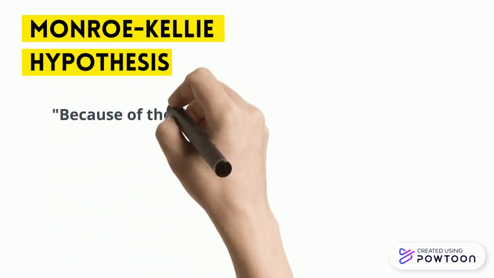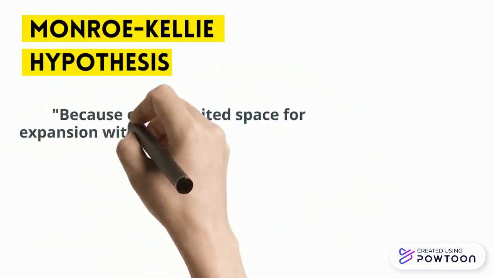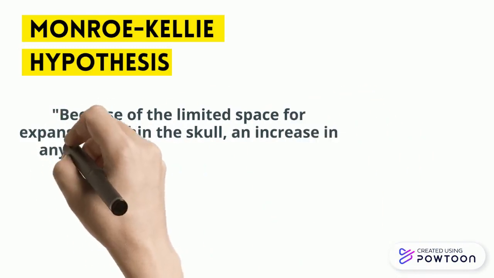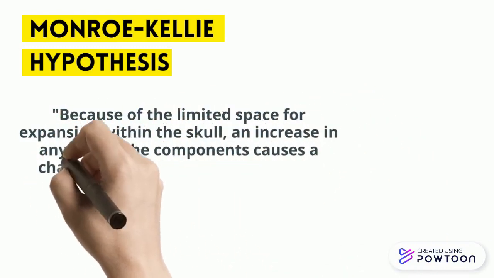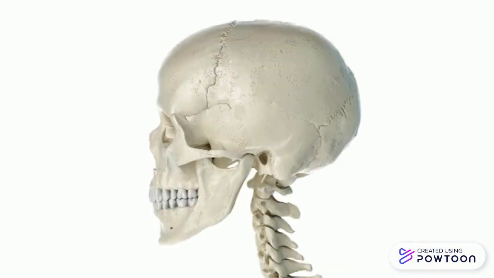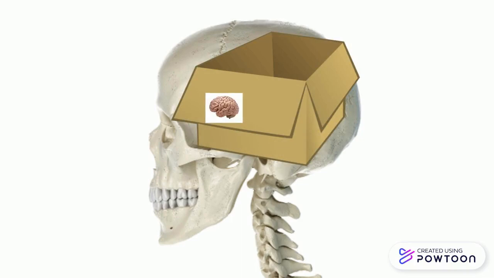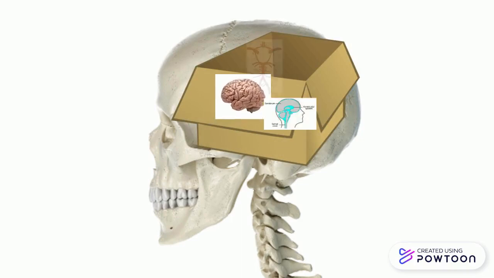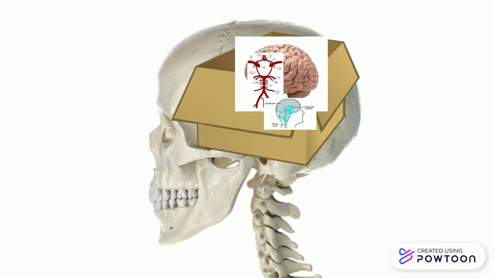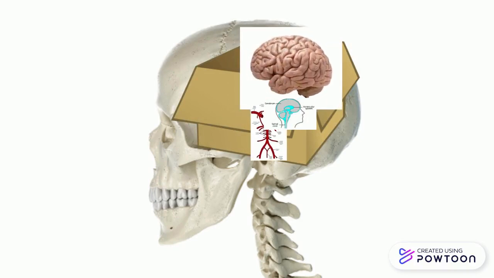Those three components of the skull are dictated by something called the Monroe-Kelly hypothesis, which states because of the limited space for expansion within the skull, an increase in any one of the components causes a change in the volume of the others. Think of the skull as a box that has a brain, cerebral spinal fluid, and blood vessels in it. If the brain, for any reason, starts to swell, then something has to leave the box. In this case, maybe blood.